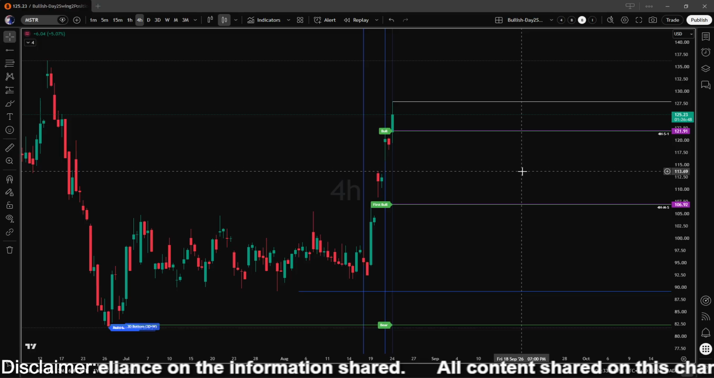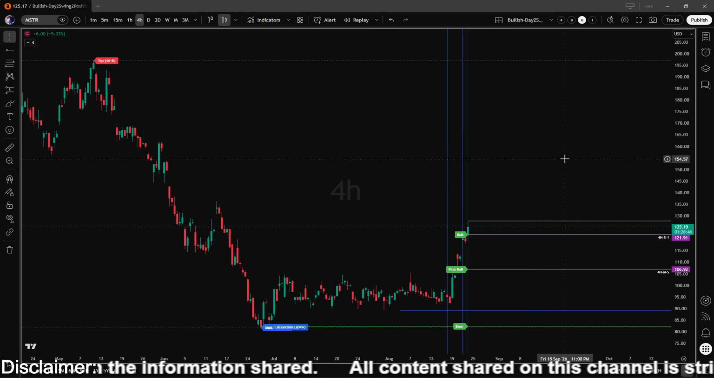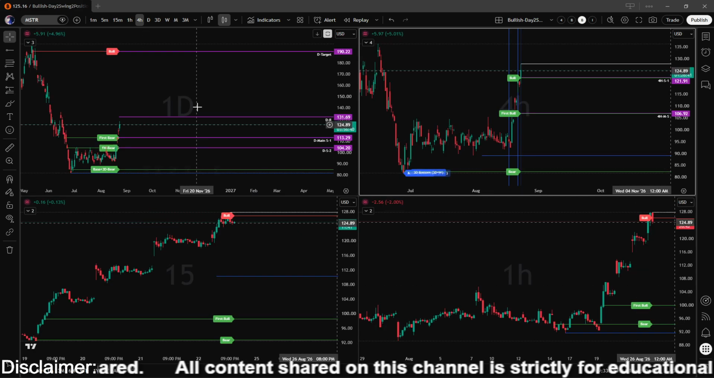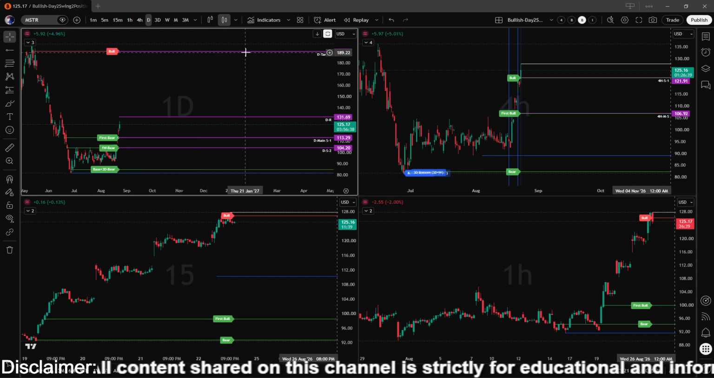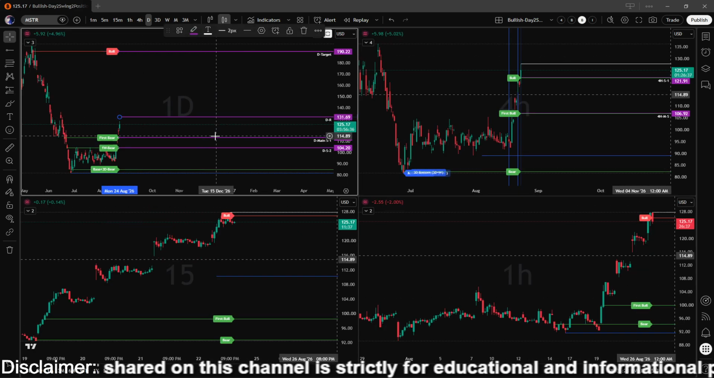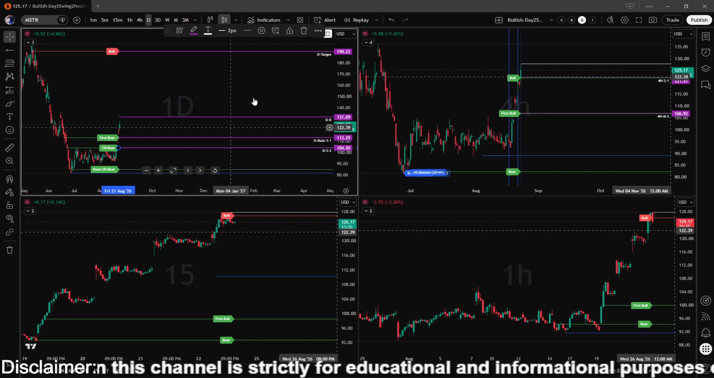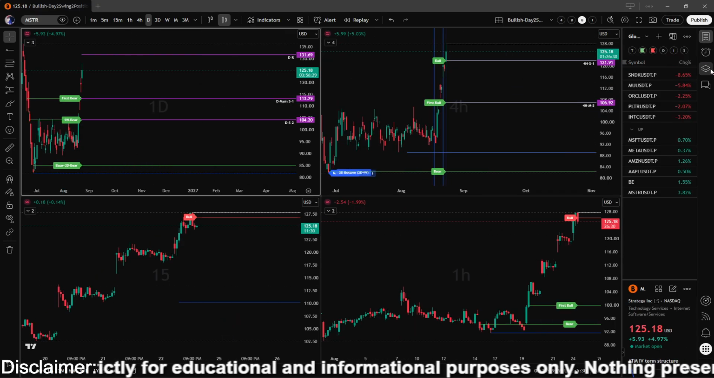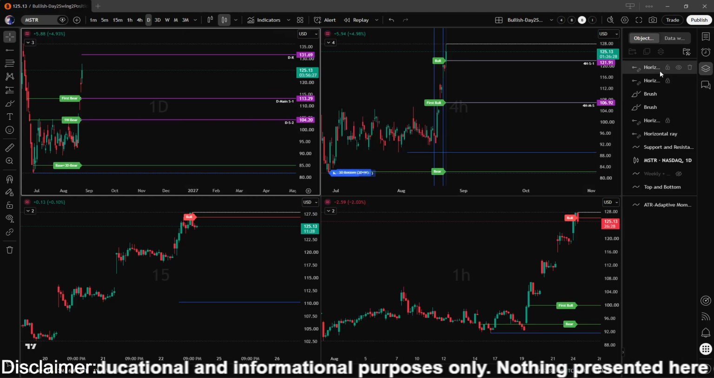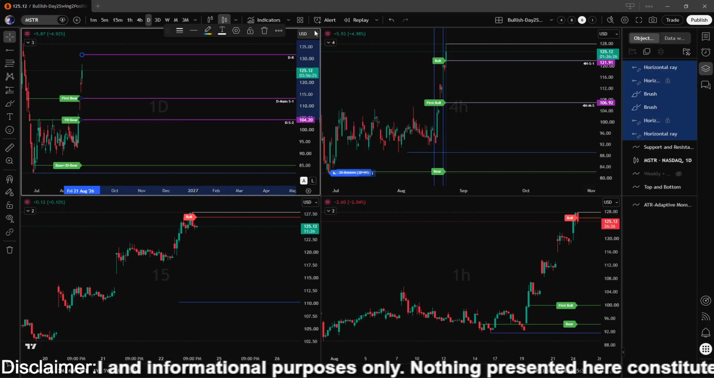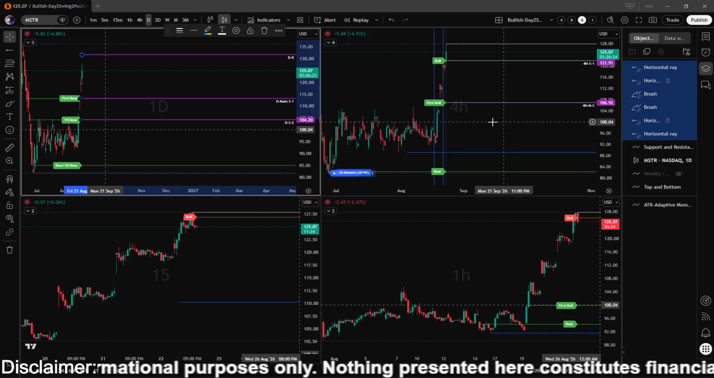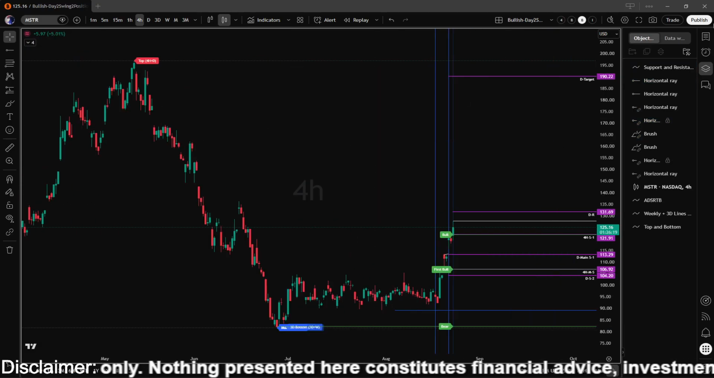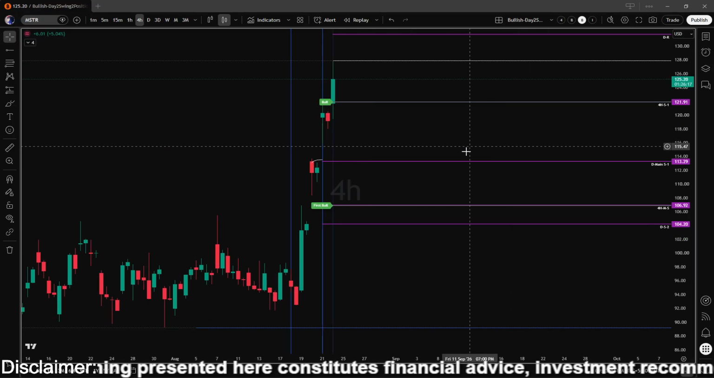Okay, let's keep only these two levels here for the time being in the 4-hour time frame, and now let's include these levels here in the 4-hour time frame also. Oh, so sync an hour time frame.